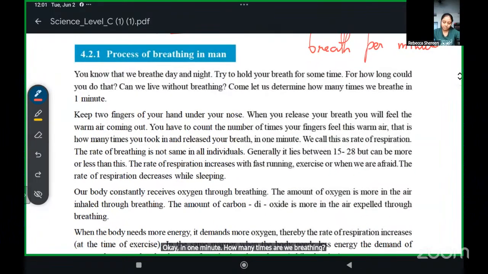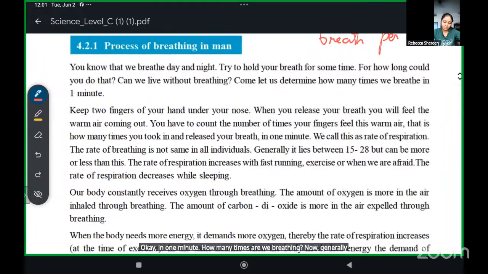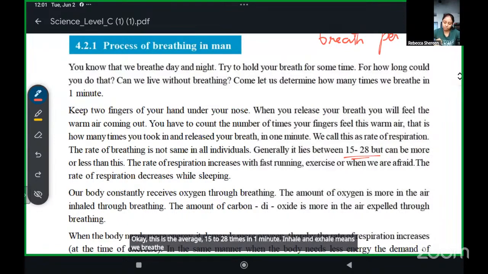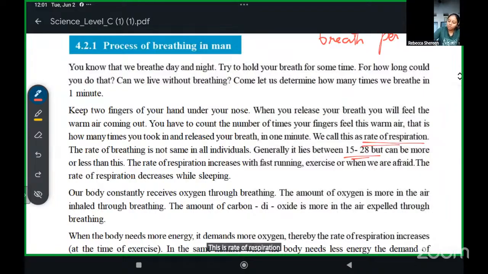Now, generally, it lies between 15 to 28 times in 1 minute. This is the average, 15 to 28 times in 1 minute. We inhale and exhale, which means we breathe. This is the rate of respiration. Now, the rate of breathing or rate of respiration is not the same in every individual.